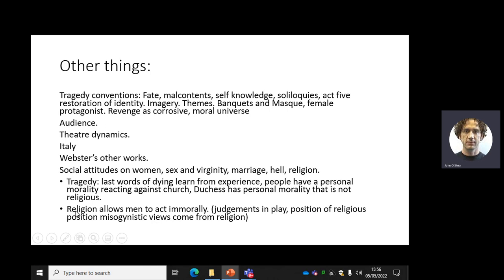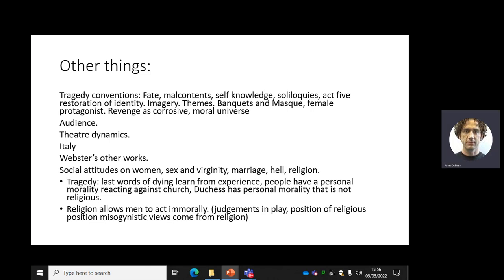Religion allows men to act immorally. And this is true in both texts. And it's worth maybe thinking about the references to religion. January wants to marry because it's so X and so Y. What is X and Y? It's so easy and clean. Yes, clean as in spiritually clean.